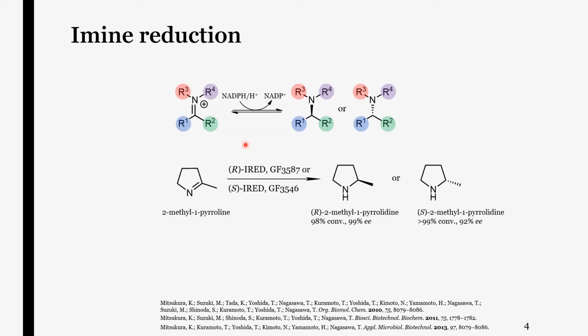The first imine reductases were discovered by a Japanese group, where Mitsukura found in Streptomyces sp. an R-selective imine reductase and an S-selective imine reductase to catalyze the reduction of 2-methyl-1-pyrroline to either the R enantiomer with a rather good conversion and enantiomeric excess, as well as to the S enantiomer, depending on which IREDs they used.